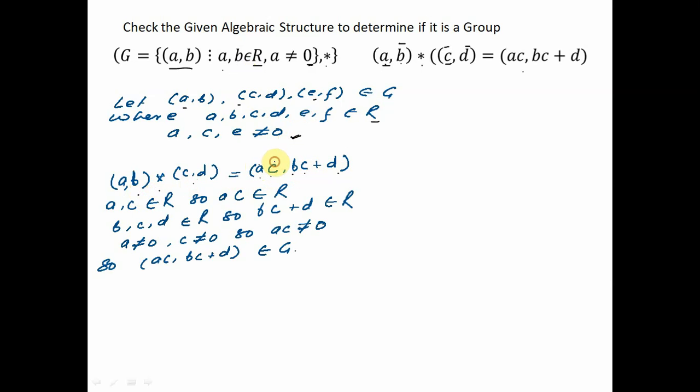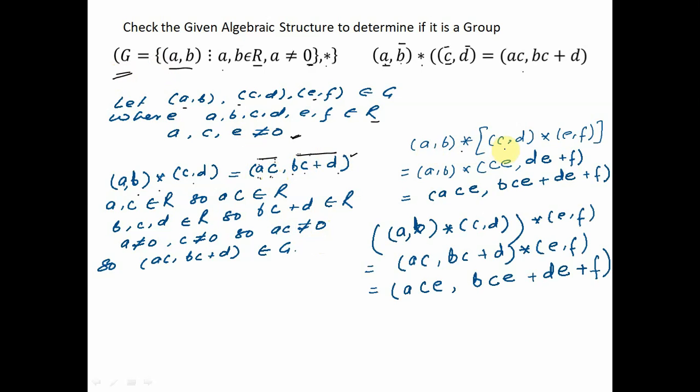a is a real number, c is a real number, so their product will be a real number. b is a real number, c is a real number, so their product is a real number. d is a real number, so their sum is also a real number. So in this particular element, this is a real number, this is a real number. Second condition, if a is non-zero, c is non-zero, their product is obviously going to be non-zero. So this also belongs to G. So closure property is verified.